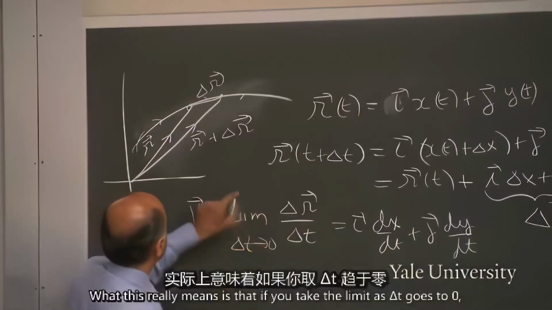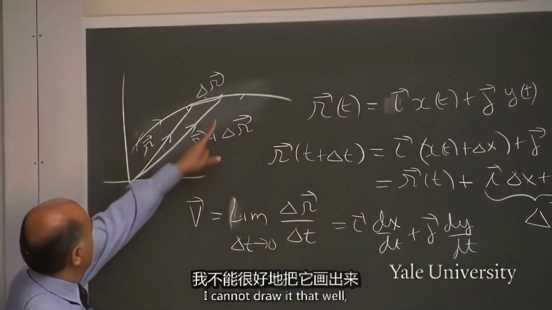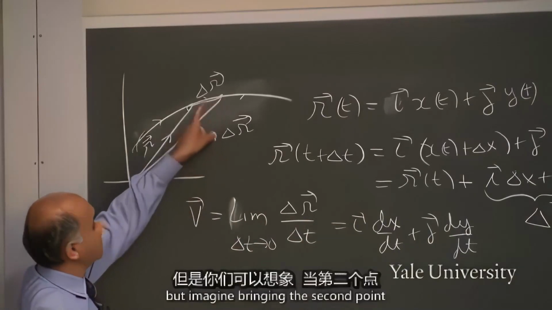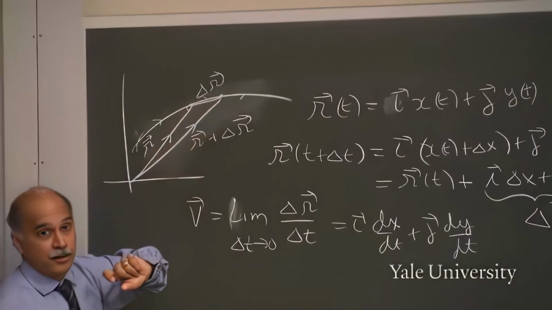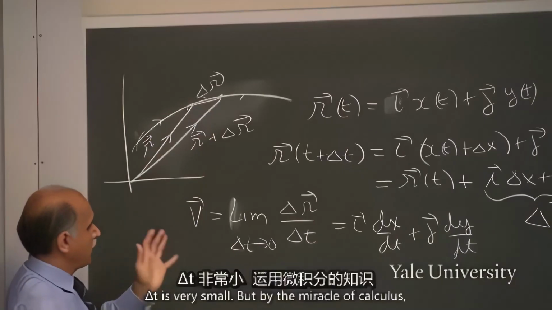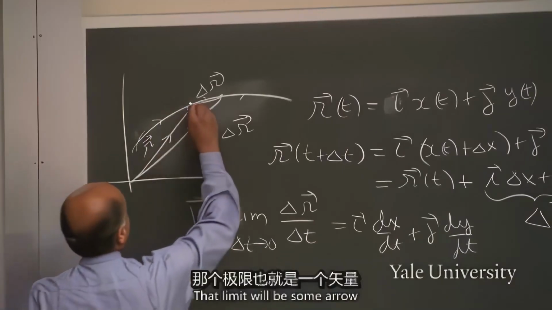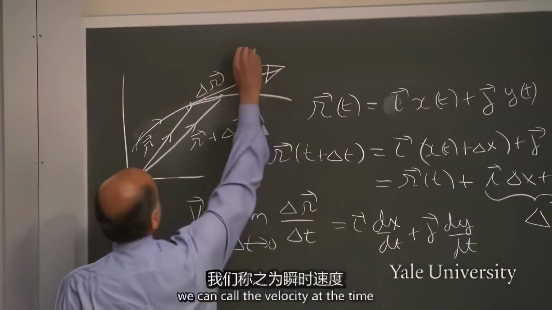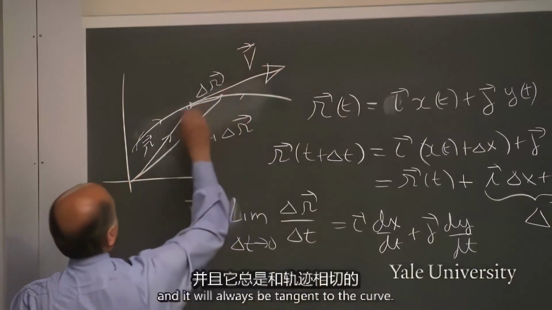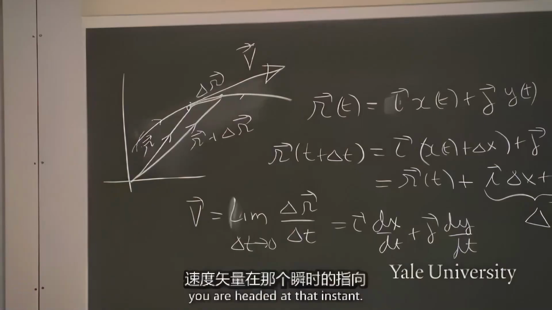So what this really means is that if you take the limit as delta t goes to 0, I cannot draw it that well, but imagine bringing the second point closer and closer to the first one. Delta r is getting very small, delta t is very, very small, but by the miracle of calculus, the ratio will approach a definite limit. That limit will be some arrow you can call the velocity at that time, and it will always be tangent to the curve, because tangent's pointing towards the direction you're headed at that instant.